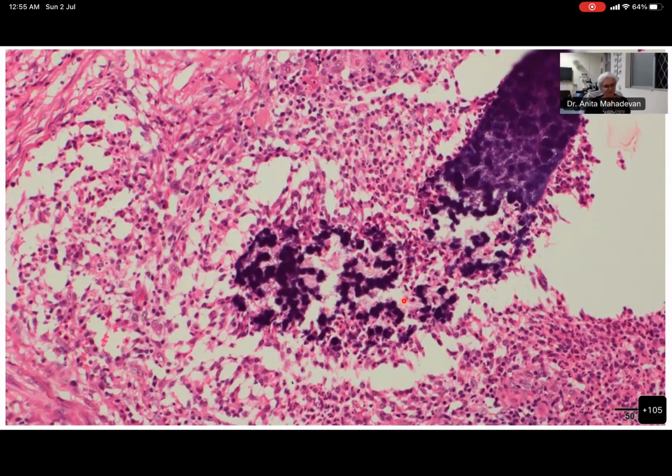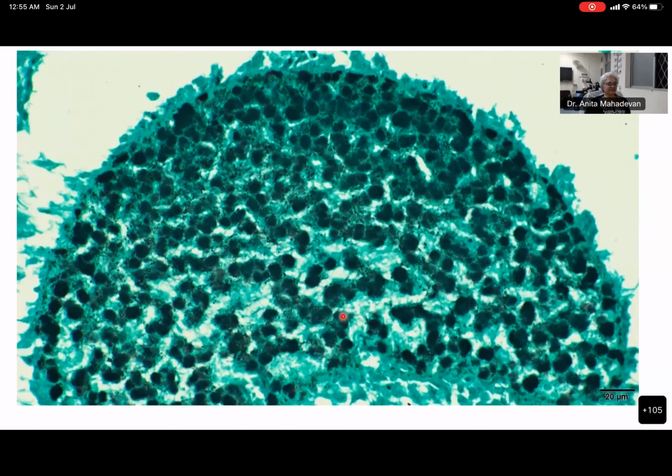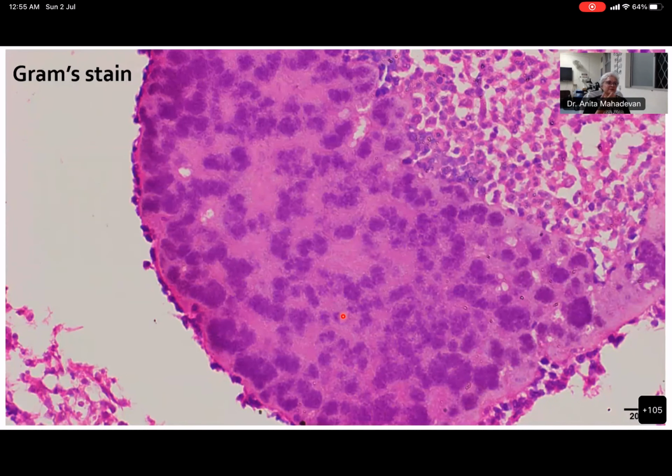So those are your gram positive. And this is the GMS stain. Remember, GMS will pick up everything. It's silver, so it will pick up anything which has a negative charge. So don't be surprised that GMS is picking up. And this is the actual gram stain. Now do you see your bacilli?